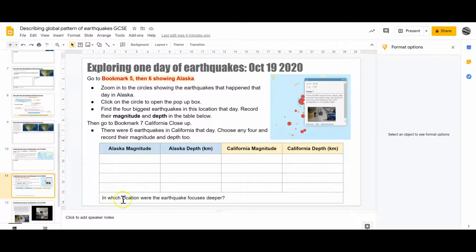And then here's your question. Which location, Alaska or California, where the earthquake focuses? Remember the definition of focus, do you remember? It's the point under the ground where the earthquake actually happens. What's the epicenter? The epicenter is the point on top of the ground directly above the focus. So in which one is the focus deeper?